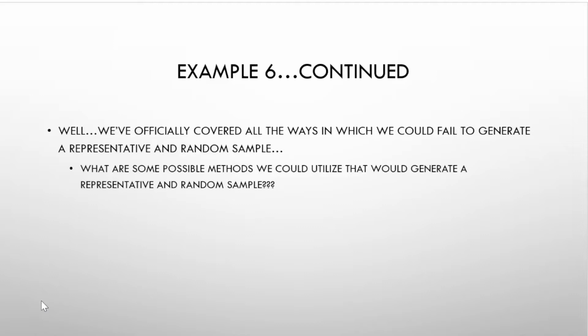Well, we've officially covered all the ways in which we could fail to generate a representative and random sample. So the key idea with samples, if you have a good sample, assuming we have enough people involved, which we'll talk about those rules later on, there's going to be a set number. If we have a proportion, we do it one way. If we have a mean, it's a little easier. Again, the idea here is that you want it to be big and then be two things, representative and random.